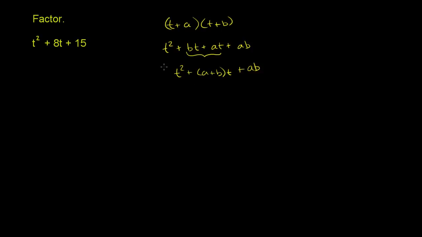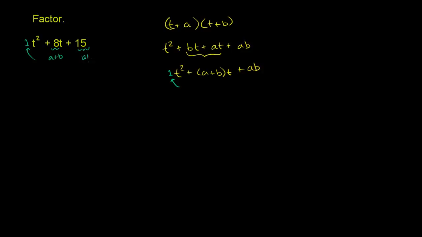Now, if we compare this to this right over here, we see that we have a similar pattern. Our coefficient on the second degree term is 1. Our coefficient on the second degree term here is 1. We didn't have to write it. Then a plus b is the coefficient on t. So 8, right over here, this 8 could be a plus b. And then finally, our constant term, ab, that could be 15.